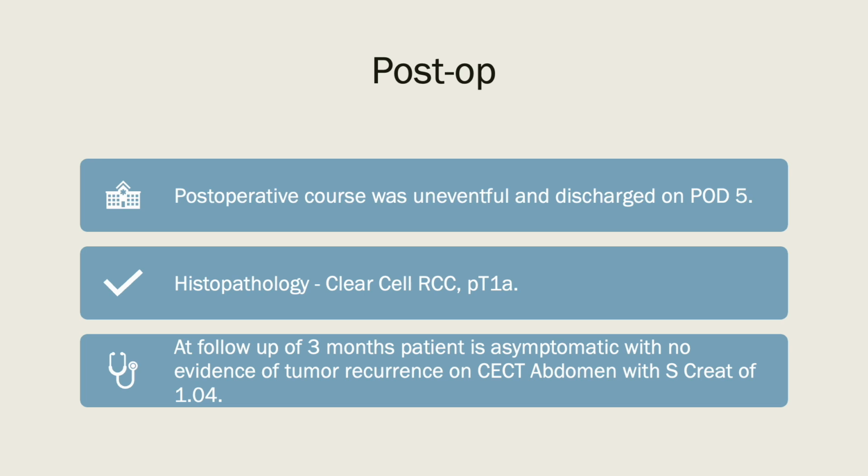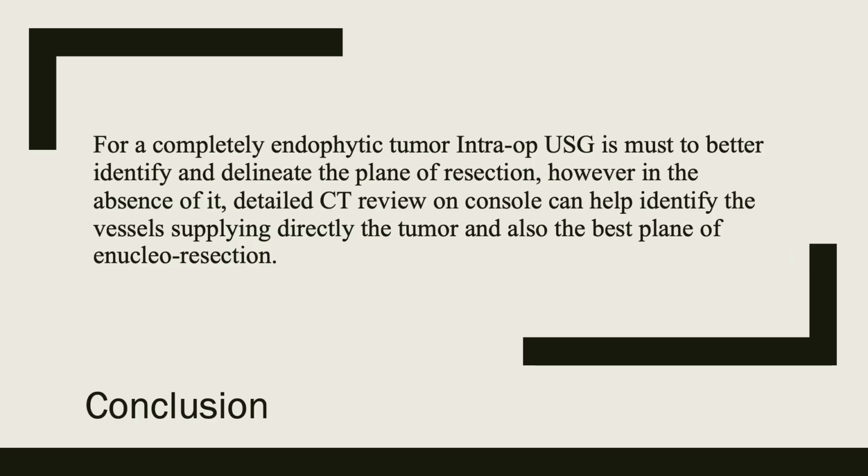At follow-up of 3 months, the patient is asymptomatic with no evidence of tumor recurrence on CECT abdomen, with a serum creatinine of 1.04. So to conclude, for a completely endophytic tumor, intraoperative USG is a must to identify and delineate the plane of resection. However, in the absence of it, a detailed CT review on console can help identify the vessels supplying the tumor directly and also the best plane of enucleoresection.